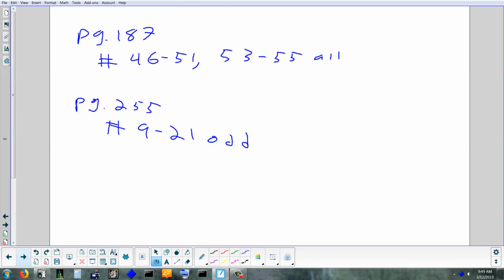All right, so first part of the homework, that's the yes or no questions we started out with on page 187. So 46 to 51, 53 to 55, that's all. And then on page 255, that's getting into the opposite, adjacent, hypotenuse. That's 9 to 21, just the odds.